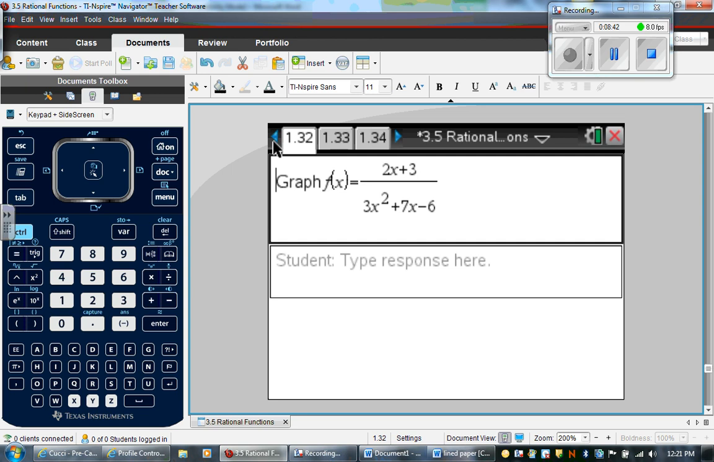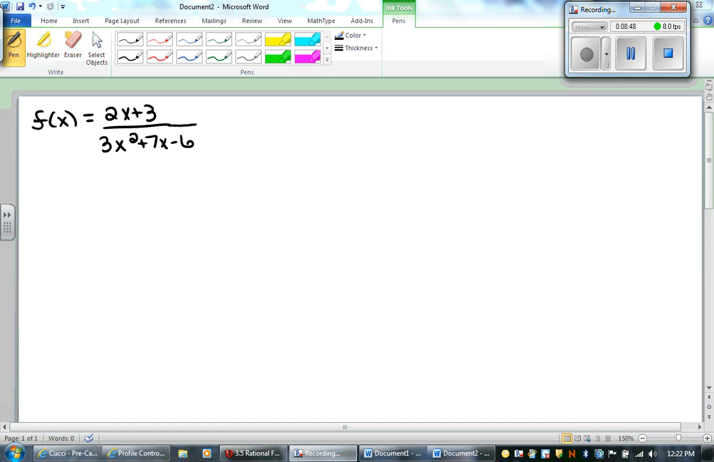Okay. So here's our first one. So we've got some things to figure out, right? Okay, so here's our function. So we're going to start by finding the zeros of the denominator. And the way we do that is by taking the denominator and setting it equal to 0 and solving it out.